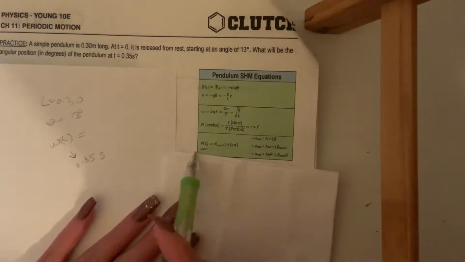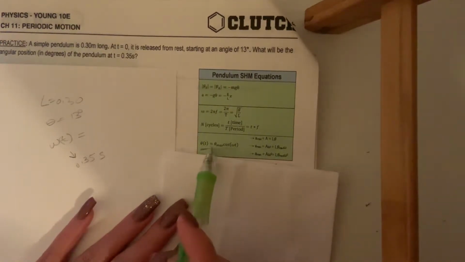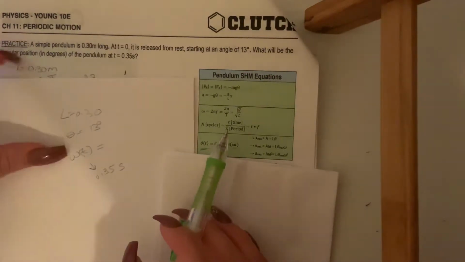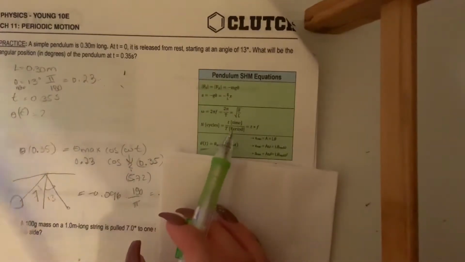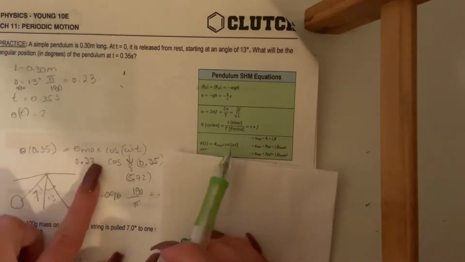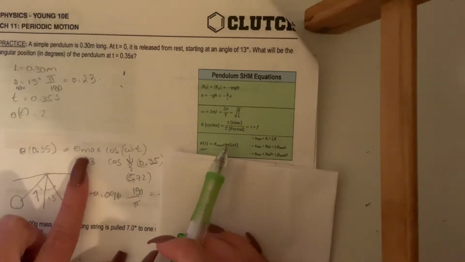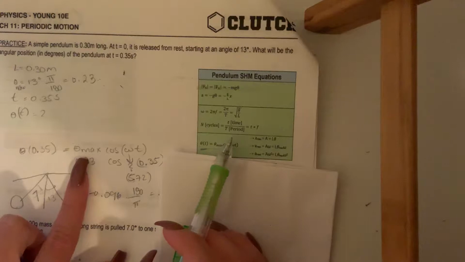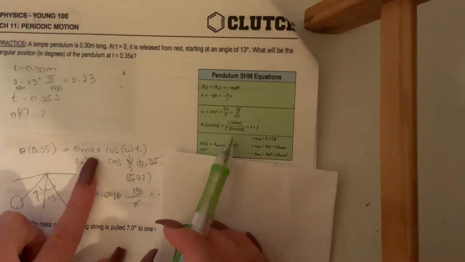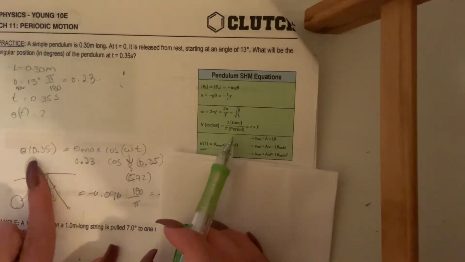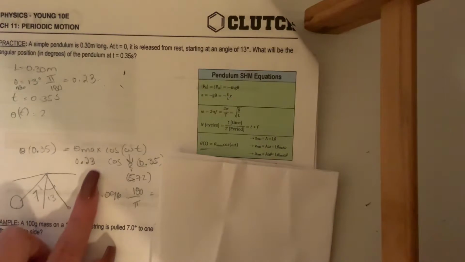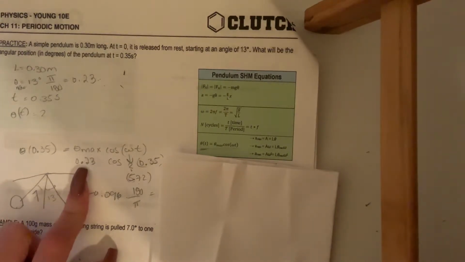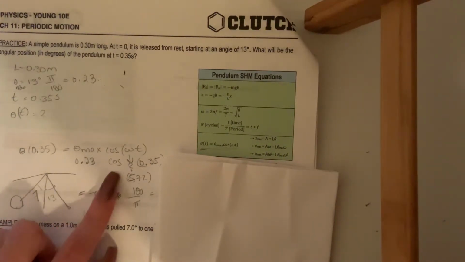So we have to see which formula gives us the angular position at a given time. And this is this formula over here, and that's this formula over here. We have the alpha, the angular position. This is the angular position. This is the theta max, the angular max, which is 0.33 cosine.